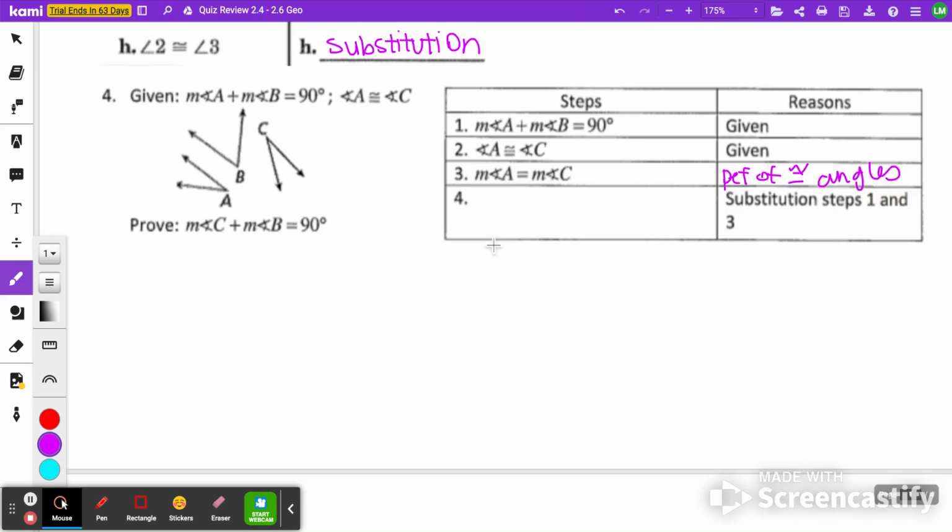Because we know that, if we substitute angle C with angle B, we substitute angle A with angle B, we can then say that the measure of angle C plus the measure of angle B is equal to 90 degrees. Because A and C are equivalent, we're just substituting the A with the C.